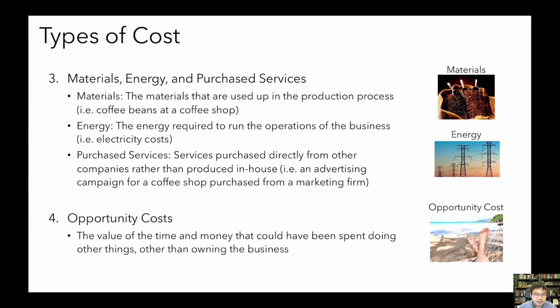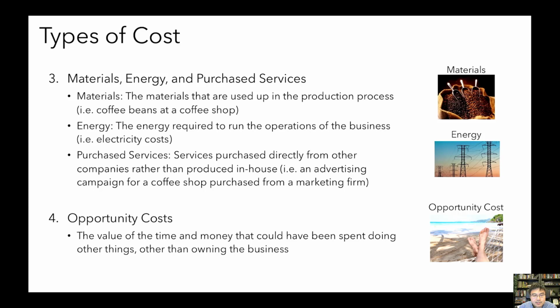Another example might be steel, aluminum, and rubber for a car manufacturer. These are physical inputs that are used up in the production of a car. Okay, so the second of these three is energy costs. This is very simple. It takes energy to run a company, typically electricity, but it could include other forms of energy such as natural gas as well. But anyway, the costs that a firm pays for the energy it uses to run its operations are called energy costs.